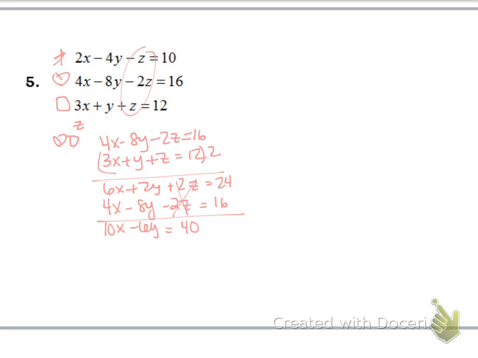Pick two new ones. So I could do star and heart. Oh no, let's do star and square. So 2x minus 4y minus z is equal to 10, and 3x plus y plus z is equal to 12, because now I don't have to do anything. I've got a 5x minus 3y is equal to 22.